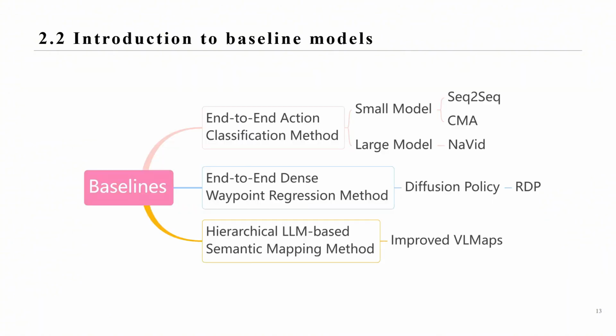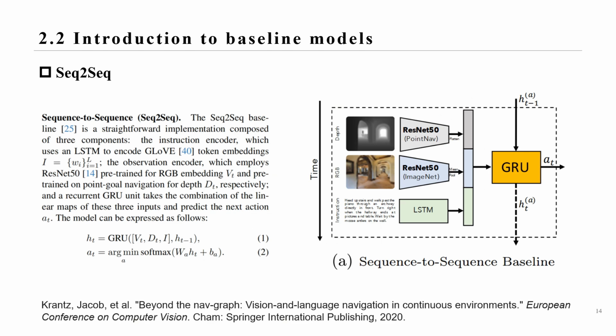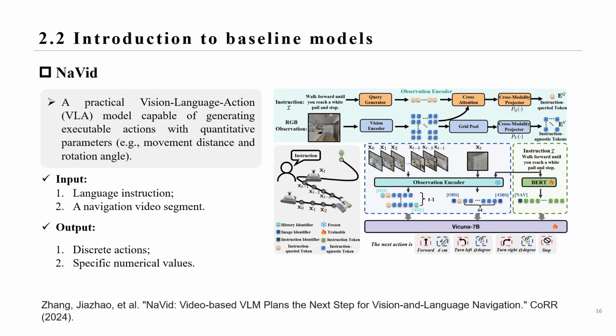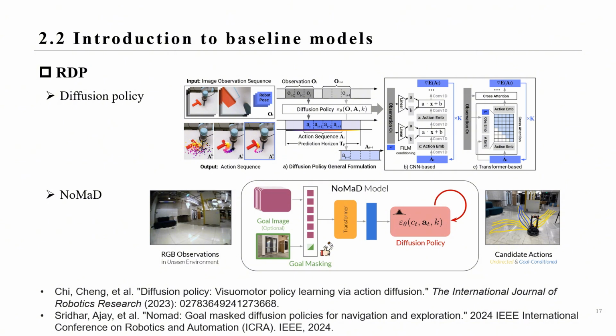Limited by current robots equipped with a single RGB-D camera, we systematically evaluated several common VLN-CE baselines under this setup. Sequence-to-sequence baseline, a simple GRU-based decision model. CMA builds on sequence-to-sequence with an attention module to improve cross-modal fusion. NaVid, a practical vision language action, VLA, model generating executable actions with quantitative parameters. Inputs are language instructions and navigation video segments. Outputs are discrete actions with specific values. It is the first VLA large model effectively applied to VLN-CE. All three are classification models, outputting 4 fixed actions: forward, left, right, and stop.